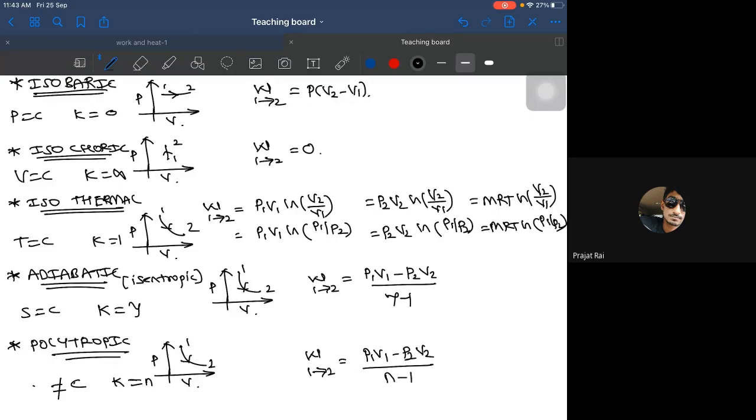So these are the different expressions that we have learned. Just take a screenshot of this if you need, because all the process formulas have been listed clearly. We shall go to a problem now. We shall try to solve a problem.